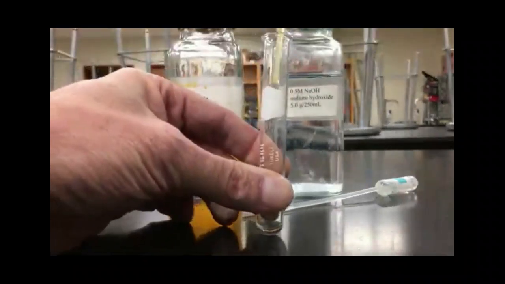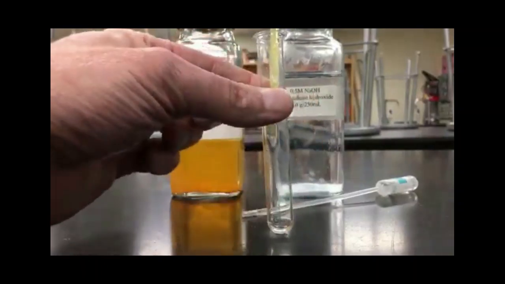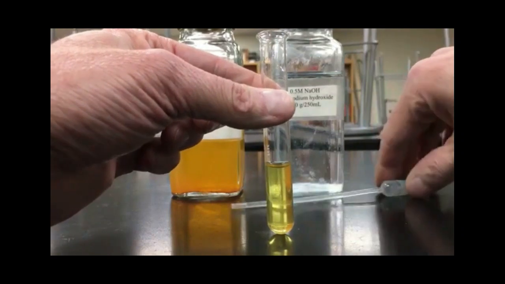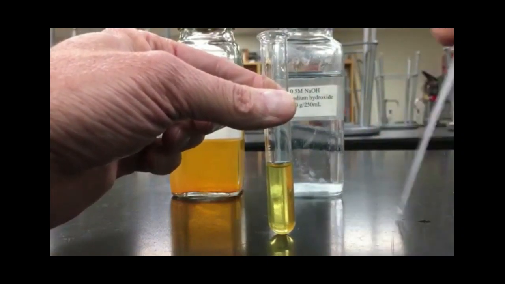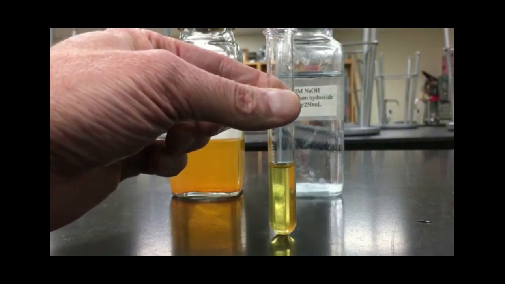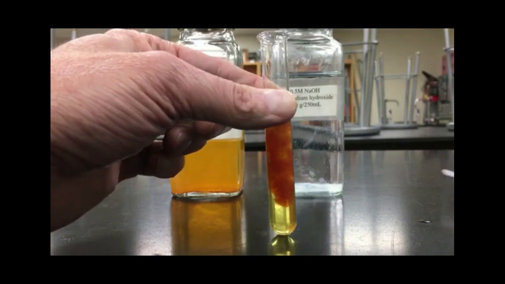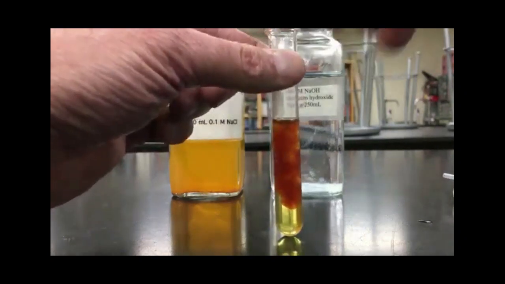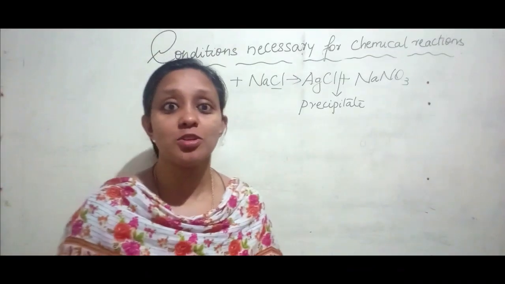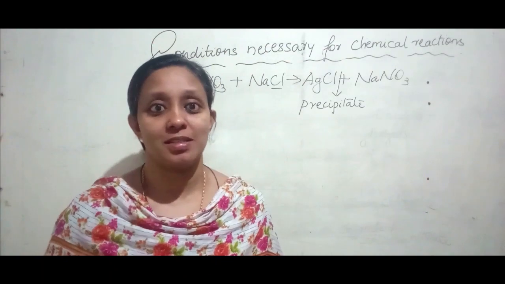I'll start with the iron 3 chloride. You can see that's a clear yellow solution. I'm going to add the sodium hydroxide to it. You can see the precipitate this created is kind of a brown gelatinous precipitate. I hope you have understood how a precipitation reaction is taking place.